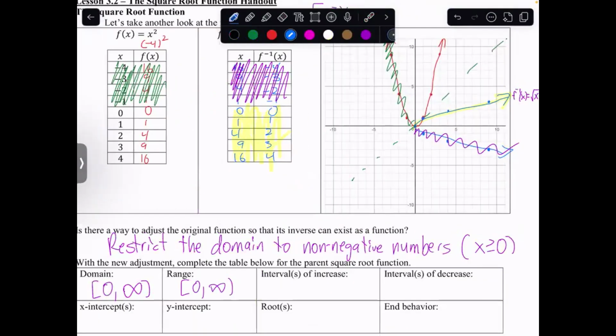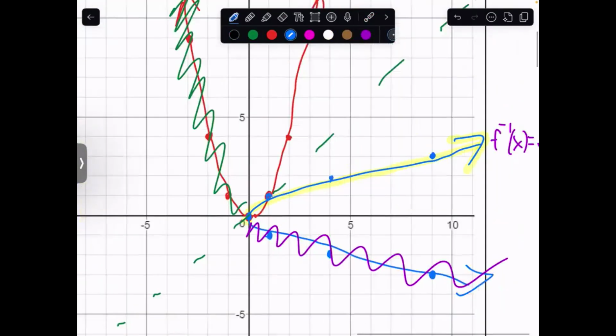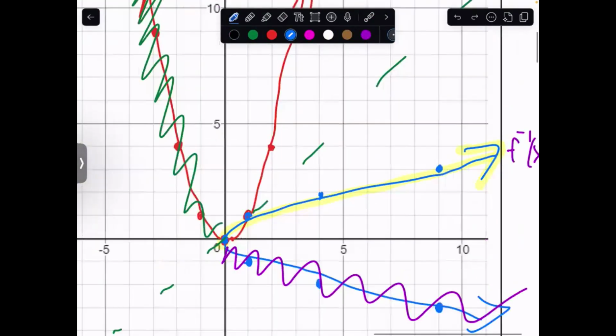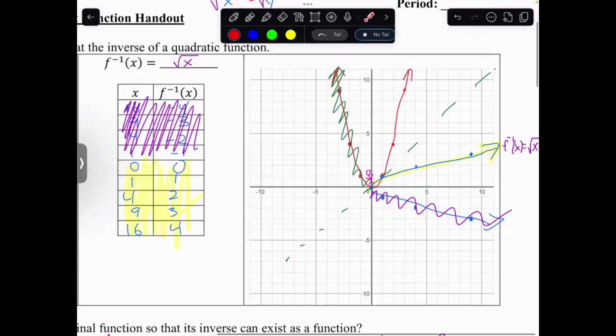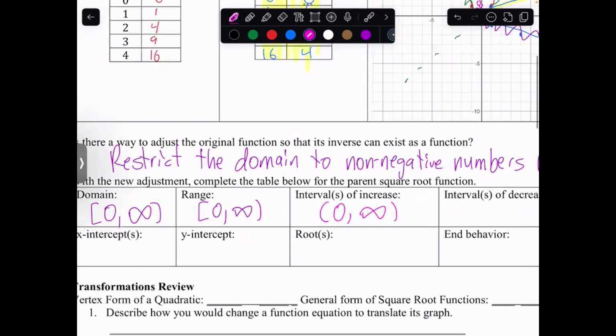Interval of increase: for what x values are you walking upwards? Again, you don't start at negative infinity because the graph doesn't go over there at all. So starting as far left as you can at 0, you are walking upward as you keep going towards positive infinity. The whole time you're walking upward. Just a reminder, for intervals of increase and decrease, you never use brackets. You always use parentheses, whether it's infinity or a normal number.